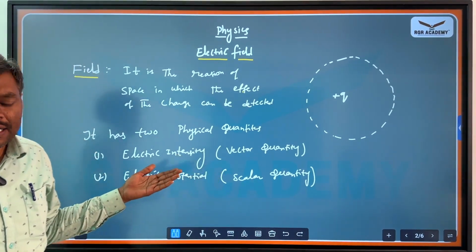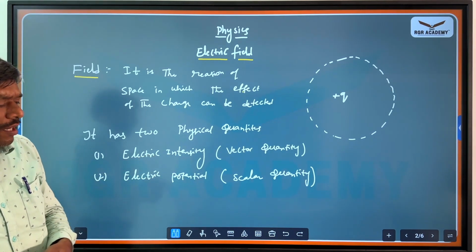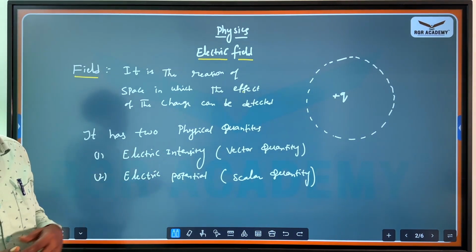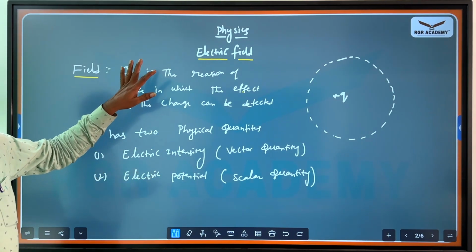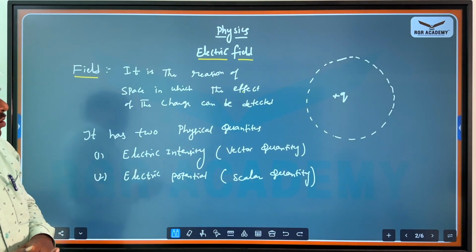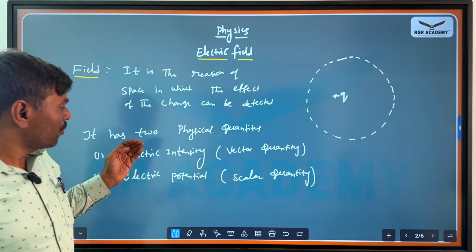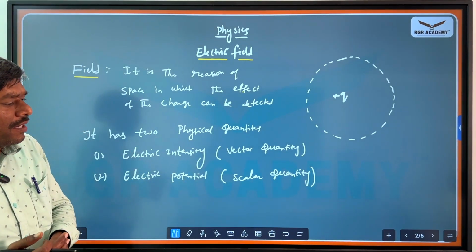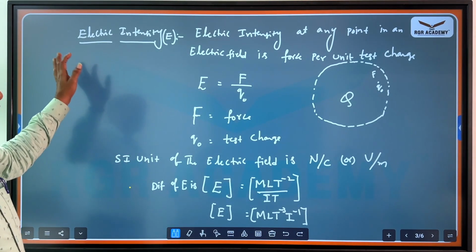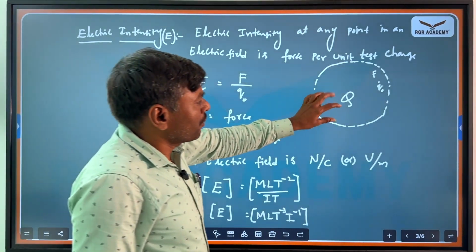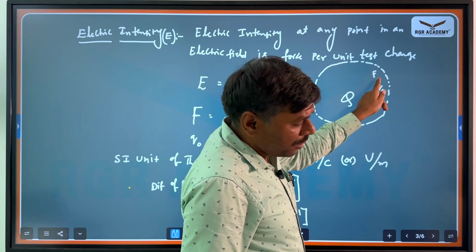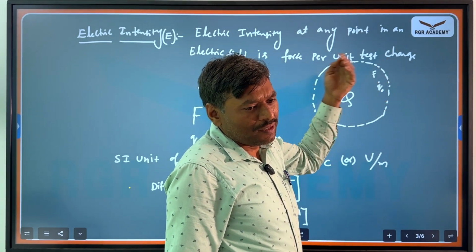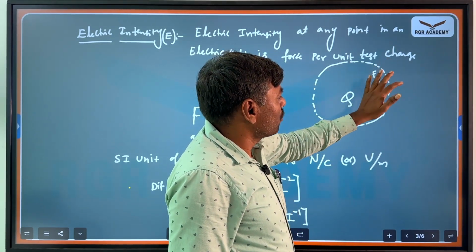In the electric field, electric potential. In the magnetic field, magnetic potential. In the gravitational field, gravitational potential. The same similar quantities will be there. So now we want to discuss the electric intensity. Due to a charge, at whatever point we consider, what the intensity is at that point, that we want to find.